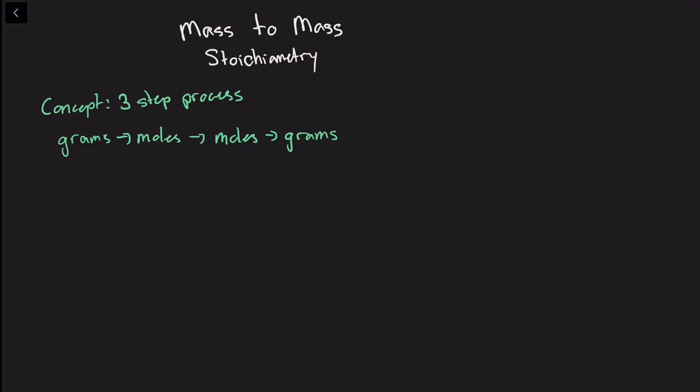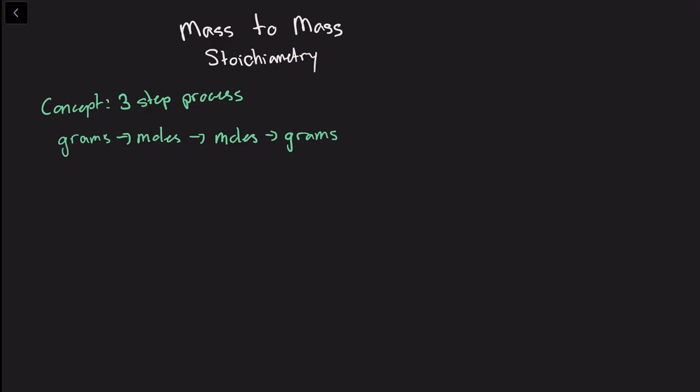So to quickly go over the concept, the key is to go from grams to moles to moles to grams. We're going to start with grams of one substance, convert to moles of that substance, use a mole-to-mole ratio to convert to moles of another substance, and then from there convert from moles to grams.